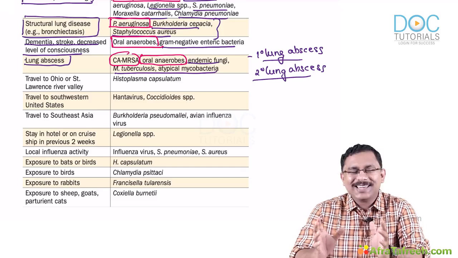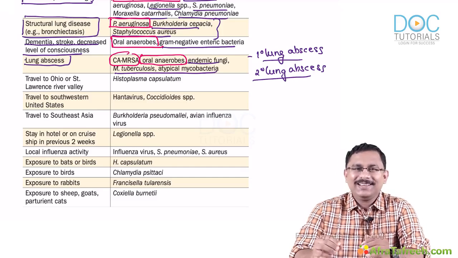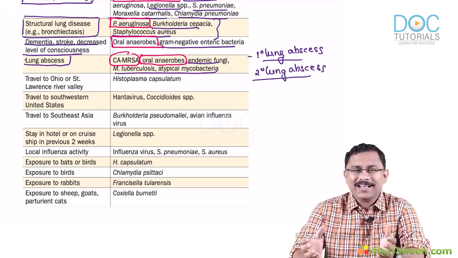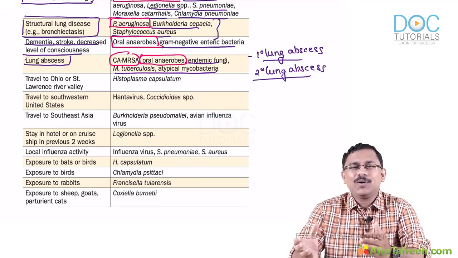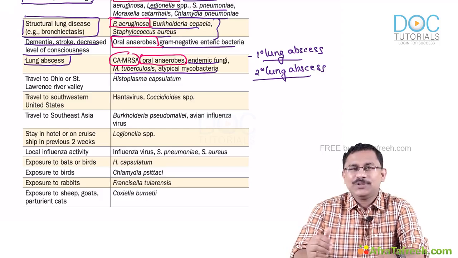Okay, so always keep in mind this atypical mycobacteria. Remember, we studied about bronchiectasis. There also we learnt about atypical mycobacteria causing an infection. So keep in mind they can also produce pneumonia.